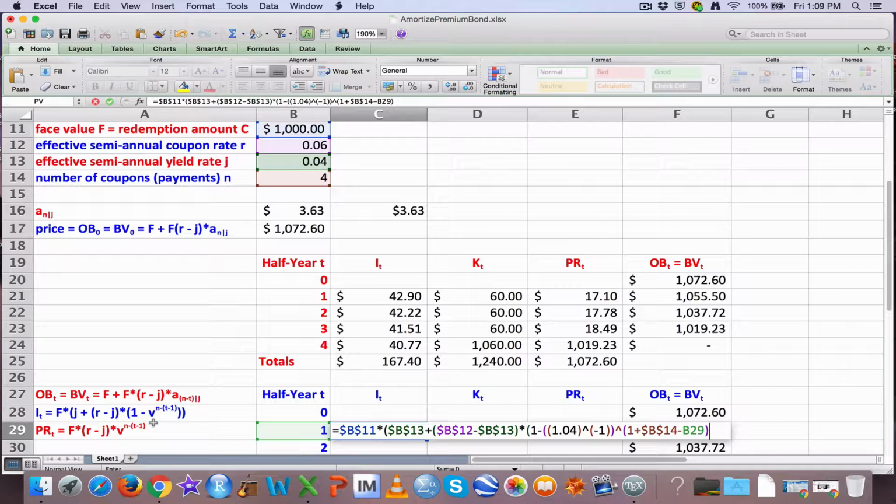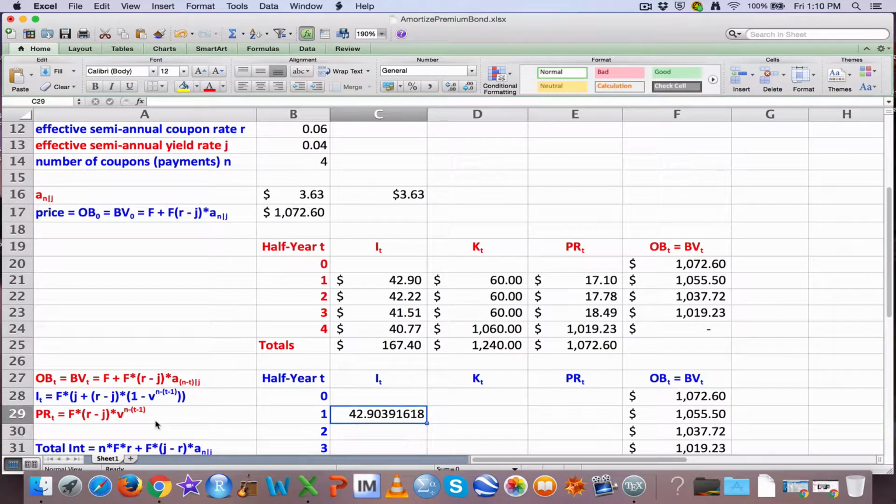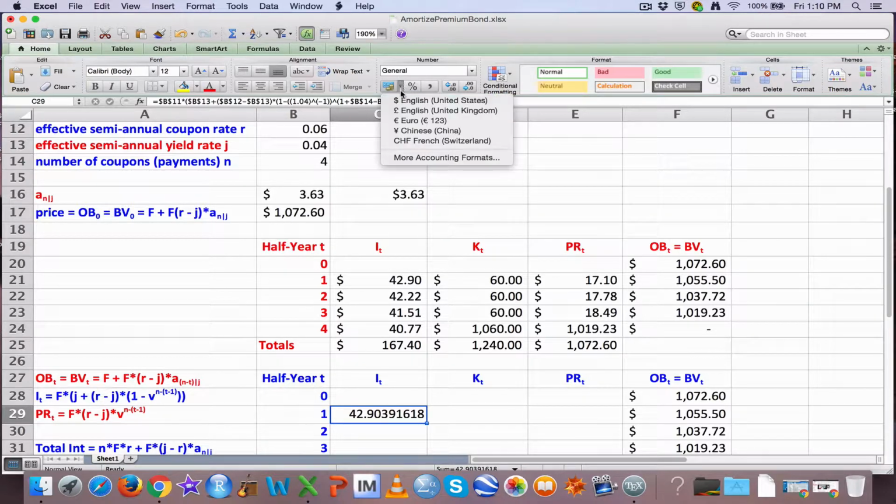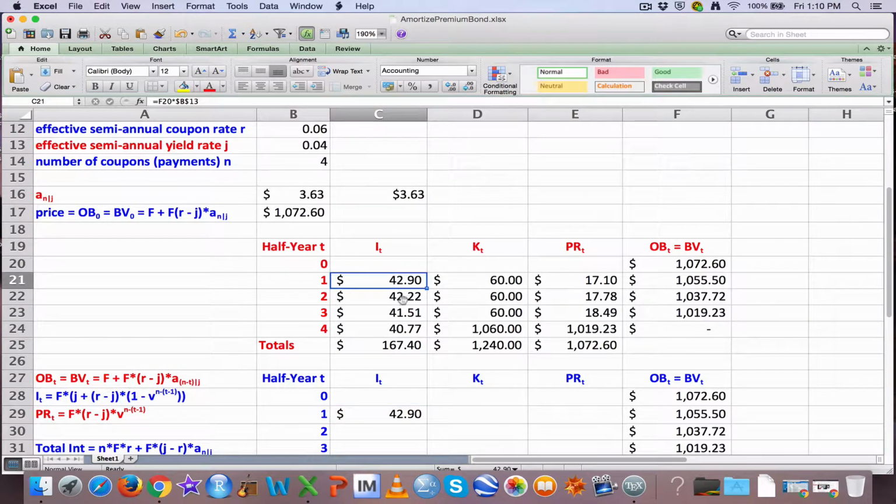I'm not sure. I think I need one more. And maybe another one more here. I hope I've got enough parentheses. Let's see if this comes out right, please. Yes. And that is 42.90 to the nearest cent. Let's go ahead and change this to dollars. So we have a match with that.